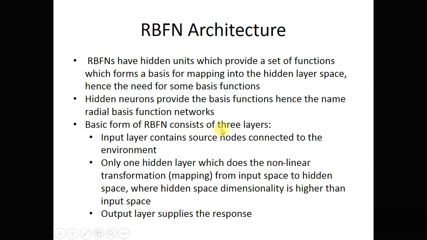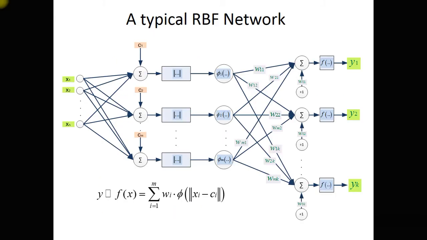The basic form consists of 3 layers: the input layer, which is the source nodes, and only one hidden layer. In the case of an MLP we can have more than one hidden layer. This hidden layer does the non-linear transformation or mapping, where the hidden space dimensionality is higher than the input space. We have already seen this is in correlation with Cover's theorem. The output layer supplies the response. This is the typical RBFN network.